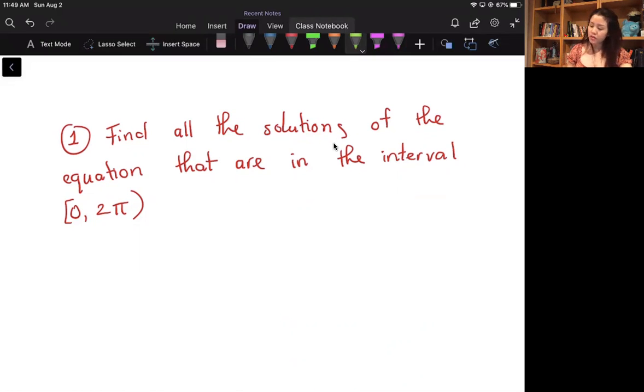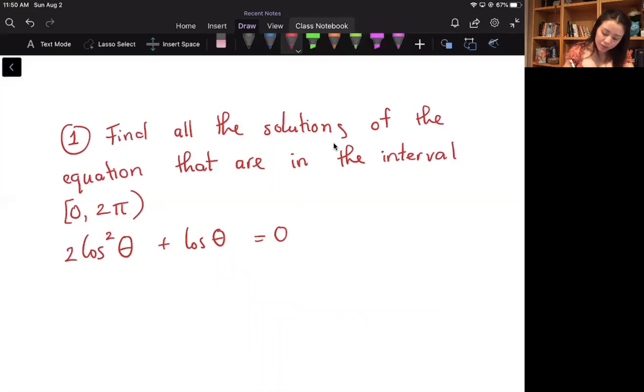Okay, so suppose I have 2 cosine squared theta plus cosine theta equal to 0. Just like solving an algebraic equation, I have a 0 on the right-hand side. So that means on the left-hand side, I would like to be able to factor it so I can set each quantity equal to 0.